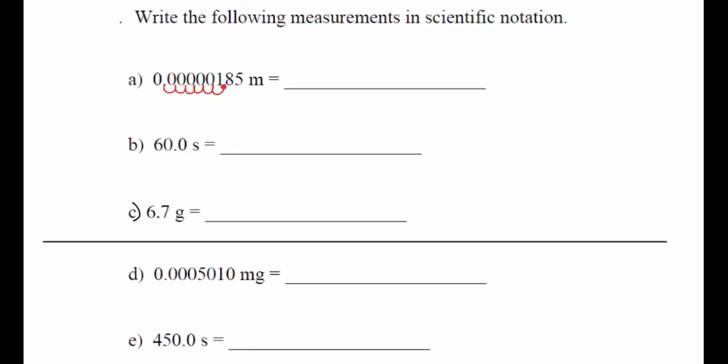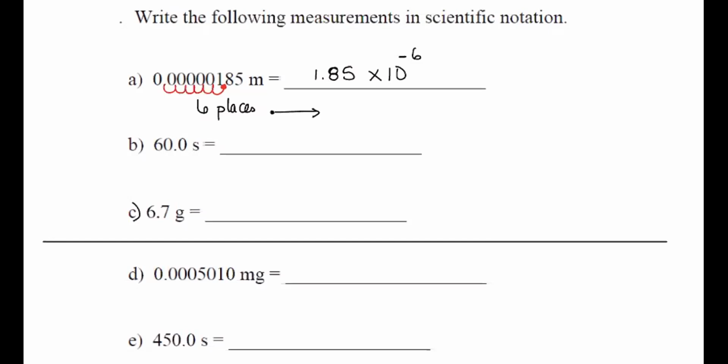Now our coefficient is going to be 1.85 times 10. And since we moved 6 places from left to right, this is going to be -6. Okay, let's look at the next one. How many times do we need to move that decimal place in order to get a value between 1 and less than 10?